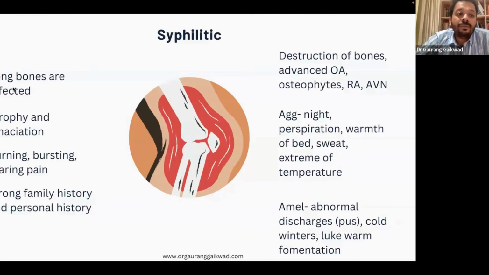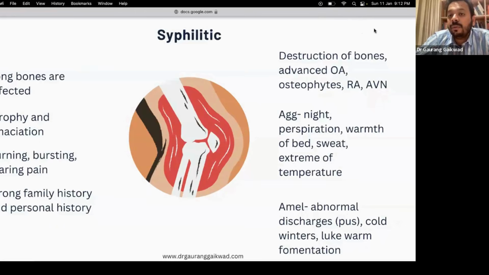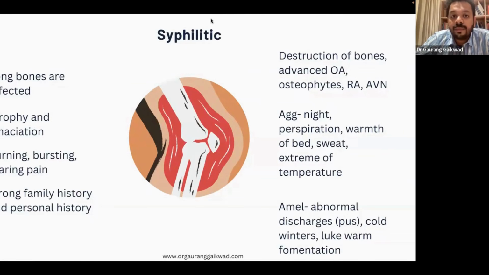In syphilitic miasm, typically the long bones are affected. There is a tearing pain. There is a strong family history. There is emaciation and atrophy. There is destruction of the bones. It's advanced osteoarthritis, osteophytes, arthritis, avascular necrosis, night aggravation, aggravation from the warmth of the bed. And the syphilitic miasm is always better by abnormal discharges like pus. Cold also typically gives relief in syphilitic miasm. So this is also a very important state of syphilitic miasm.